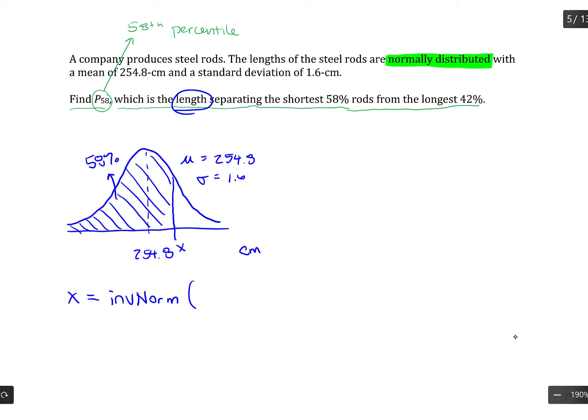Now it takes three inputs. The first is an area to the left of a given value that you're interested in, and then a mean and a standard deviation. So the area to the left of the value that I'm interested in, the area to the left of x, is 0.58. So that's total area under the curve. The mean is 254.8, and the standard deviation is 1.6.